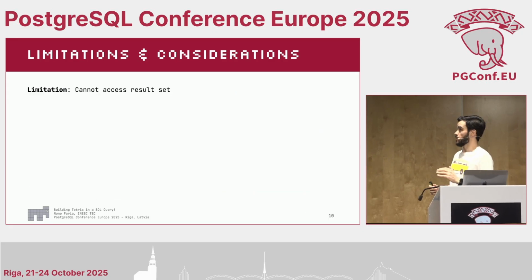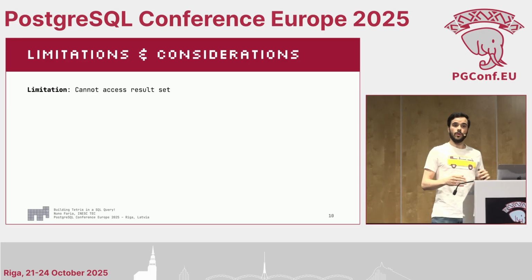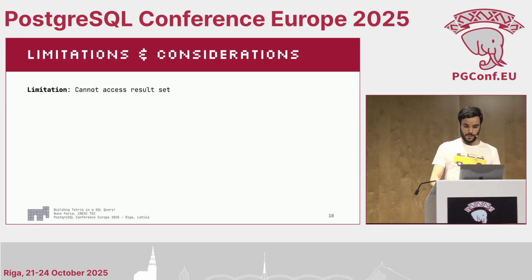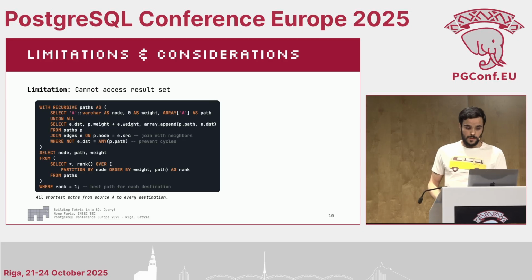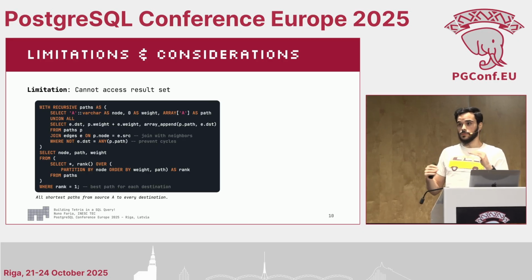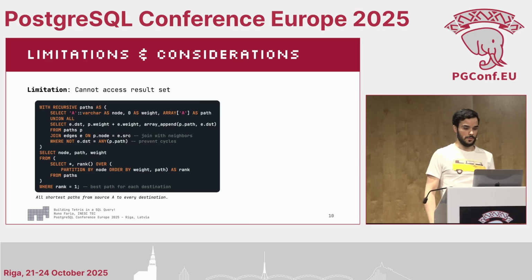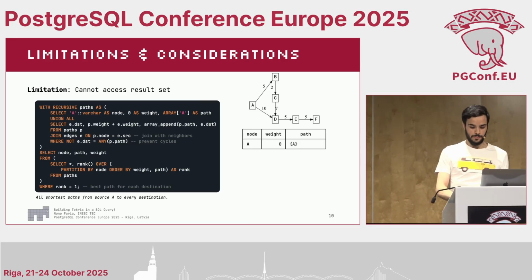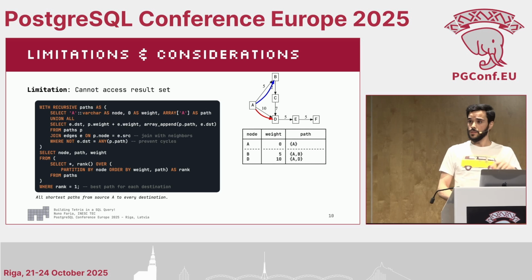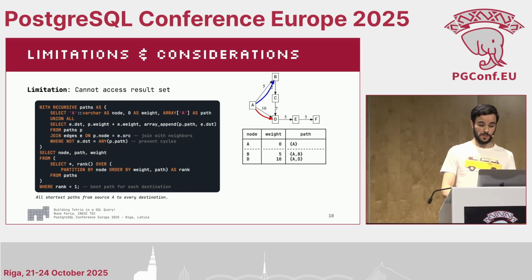Now, the other limitation is that we can't access the result set in our workload. We can only access the last iteration. And just to show an example of this limitation, here we have an example which computes the shortest path between one node and all the other nodes in a graph. We start at node A, and then we keep following the paths in order to build the shortest path.